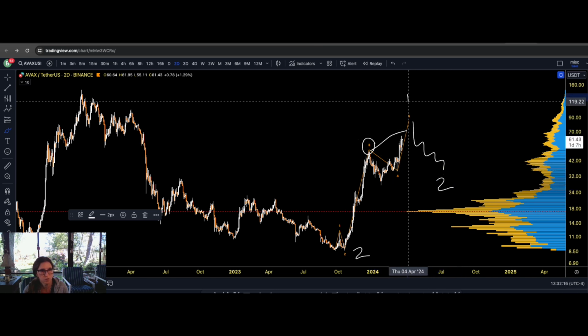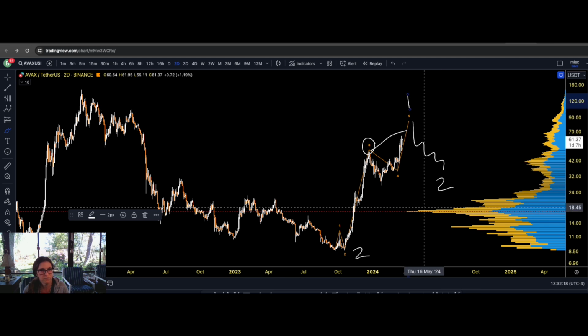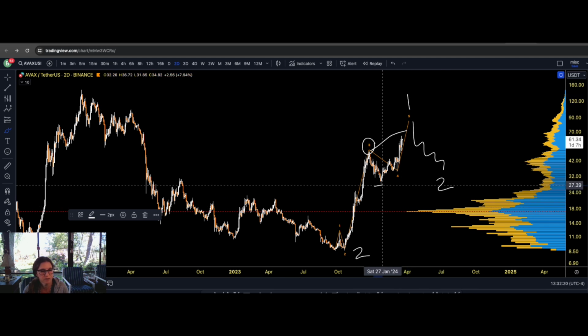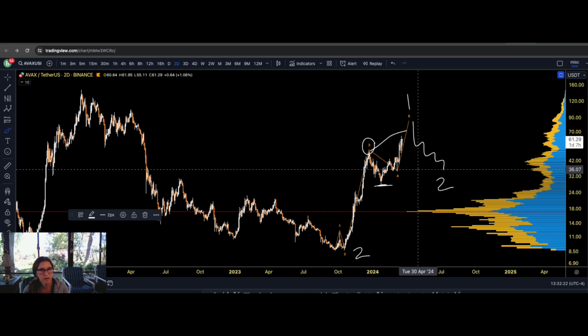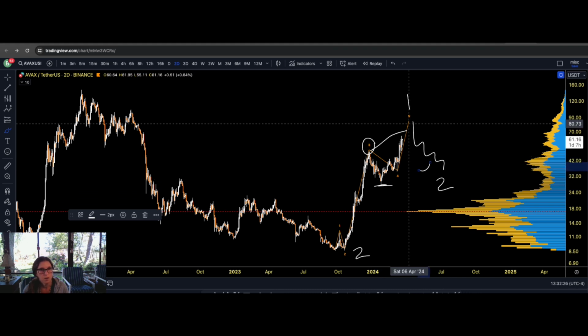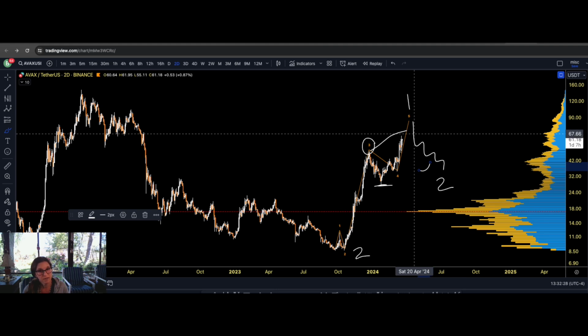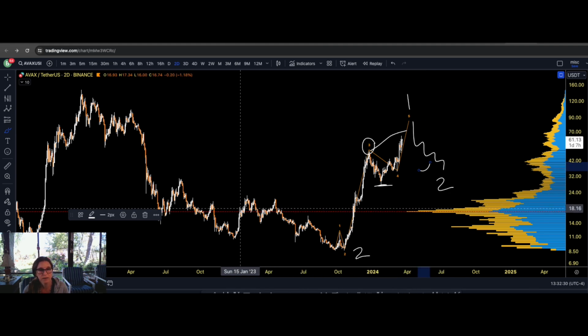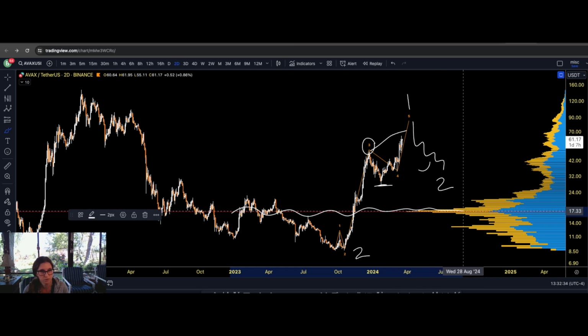All of this would be a wave 1. If Avax could protect this wick low and make a higher low, that would be extremely bullish. But if Avax has a deeper pullback, coming back to this POC line would still be bullish for a wave 2.